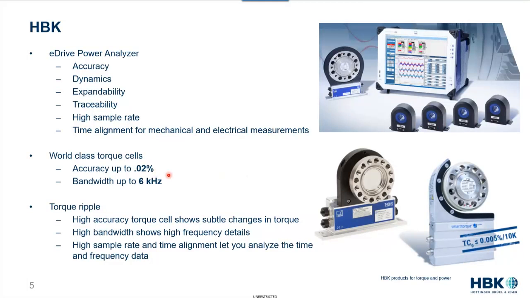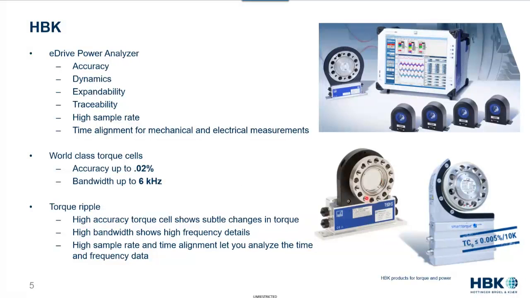Those torque transducers are incredibly accurate, up to 0.02%. And something not everyone realizes is they also have a high bandwidth for that measurement. So a 6 kilohertz bandwidth is very high for that torque measurement. And when you combine those two things together, the high accuracy and the high bandwidth, it means that you're able to really measure small changes in torque at higher frequencies and really believe those measurements and know that what you're seeing is real and not just noise.